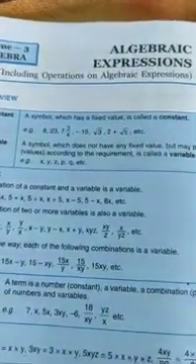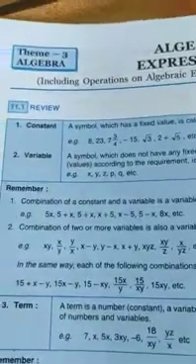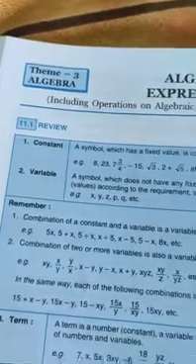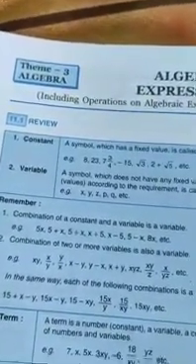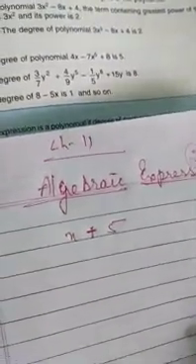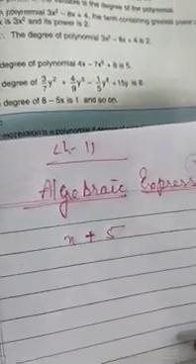First of all, you should understand what is a constant and a variable. A symbol which has a fixed value is called a constant. And a variable is a symbol which does not have a fixed value but may be assigned a value according to the requirement. That is called a variable.